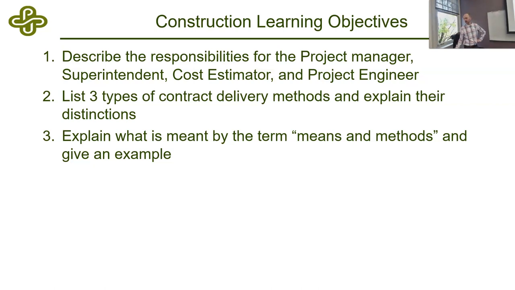And then we're going to talk about different ways to build things. Those ways to build things are typically referred to as means and methods. You'll be able to explain that, and I'm going to run through some examples to help illustrate how you can have a particular design that you want to accomplish and different methods to accomplish that design.